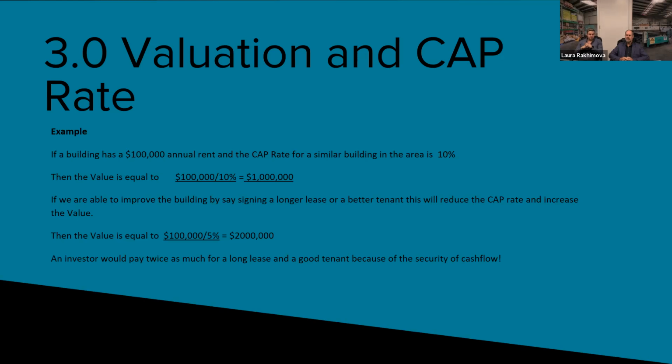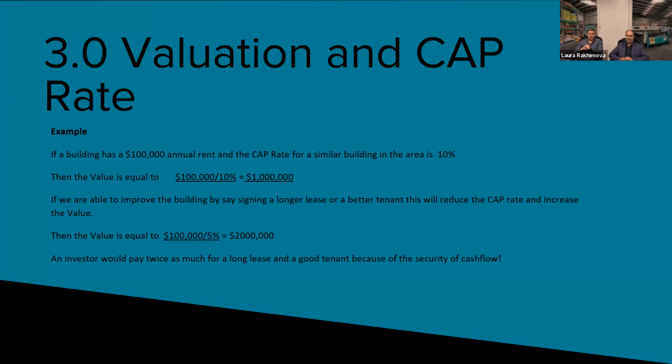If you're able to improve the building by getting a longer lease or a better tenant, then that's going to reduce the cap rate. Based on what I was saying before about cap rates, a valuer will give you a lower cap rate because the building's less risky. So if you've got a longer term lease, a better tenant, so you turn the building from an unknown tenant to a really well-established known operator, then the valuer might say, look, that's a really good tenant covenant. So that decreases the cap rate because it reduces risk.